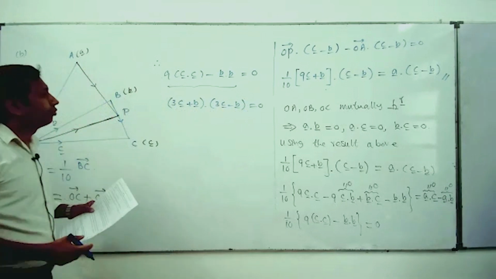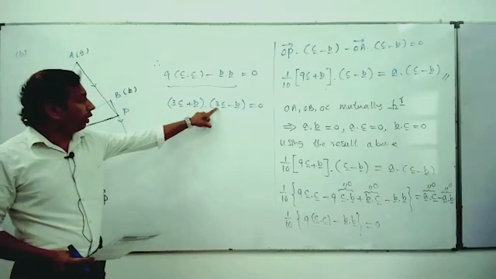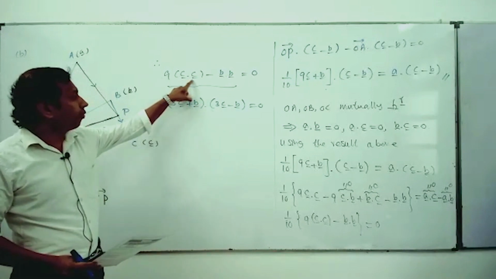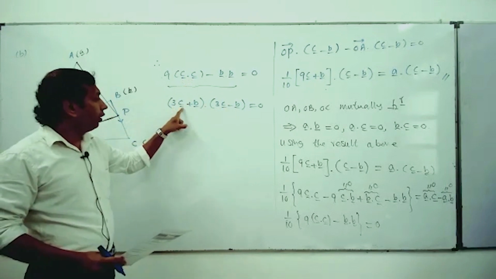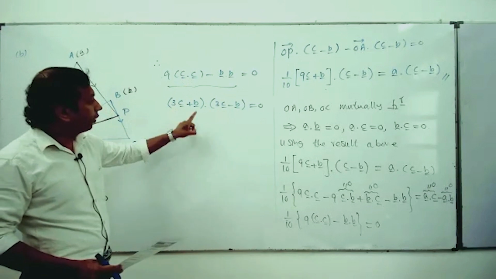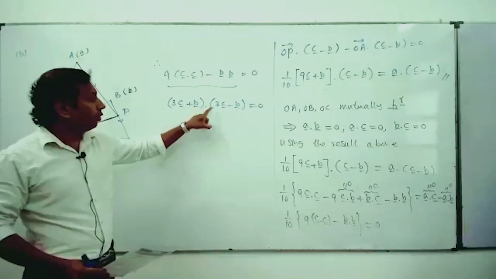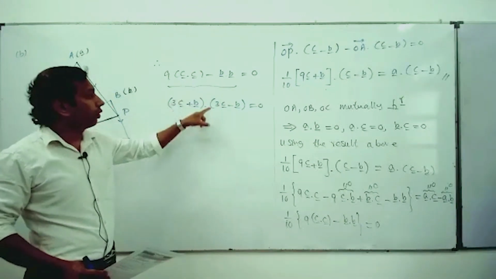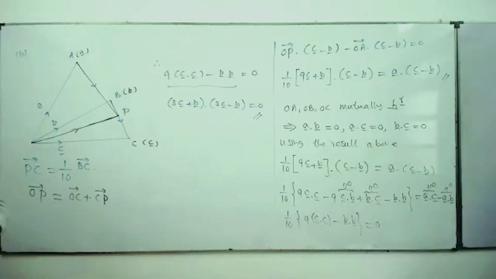Why? When you use the distributive law here, 3 and 3, 9, C dot C, this is coming. This and this, when you take 3, C dot B, C dot B is 0, we know that. And this also, when you take the product, is 0. This and this, when you take the product, B dot B, this is coming. Correct, no? Then this one you can write this way. That is how we take it out. Right. Question number 5 next.